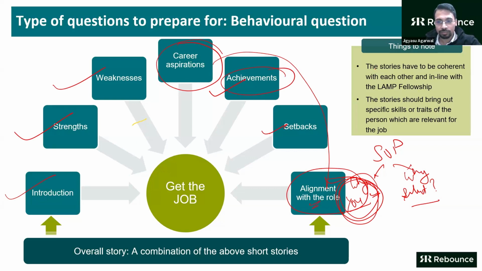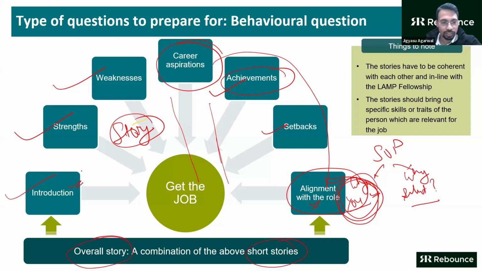Here, ensure that your story is overall coherent. At the end of the day, it's the story which sells in the market. So build a very coherent story, which finally narrows down to the LAMP fellowship. The answers to all these questions are short stories. Finally, you have a broader story, and all these are the short stories which are part of it. So stories have to be coherent with each other and in line with the LAMP fellowship. The story should bring out the specific skills and traits of the person which are relevant for the job. So basically, relevancy is very important and coherence is very important.